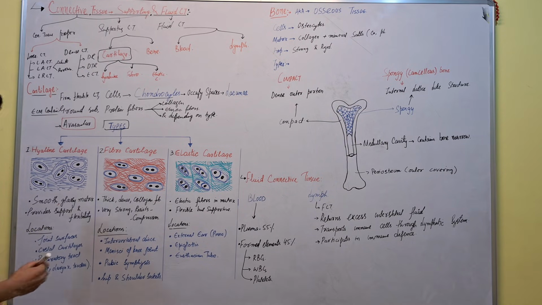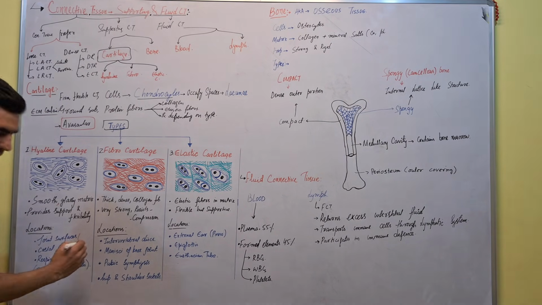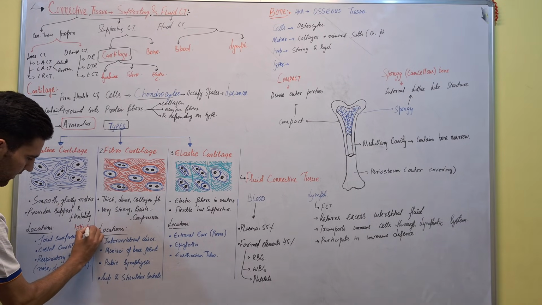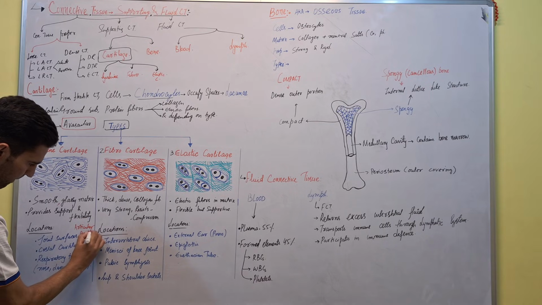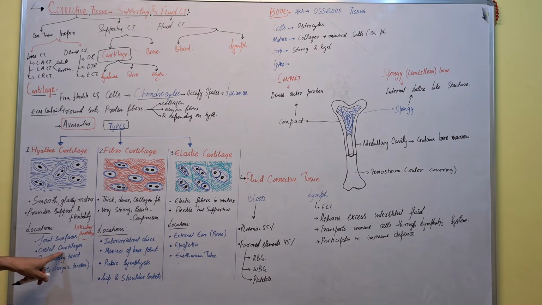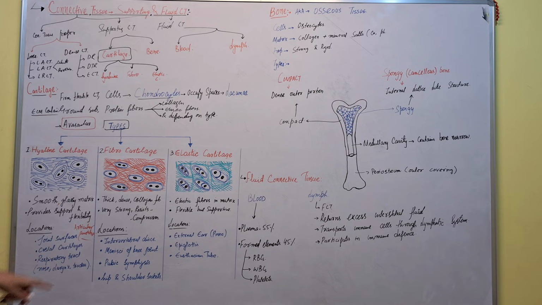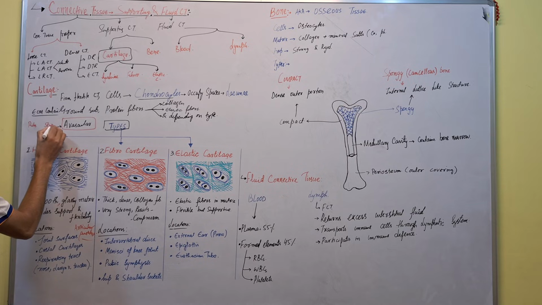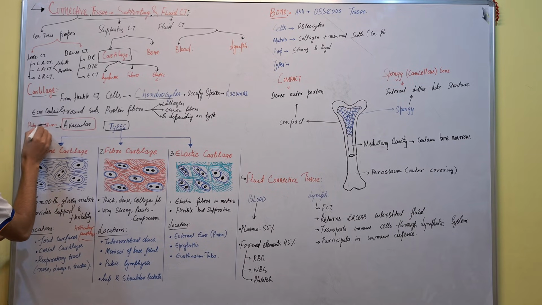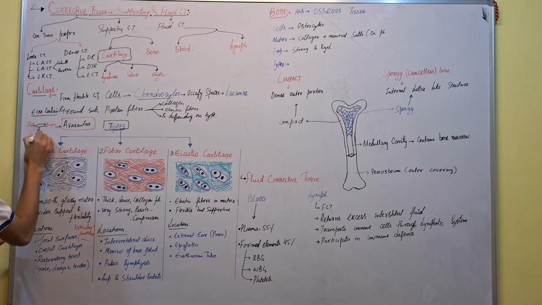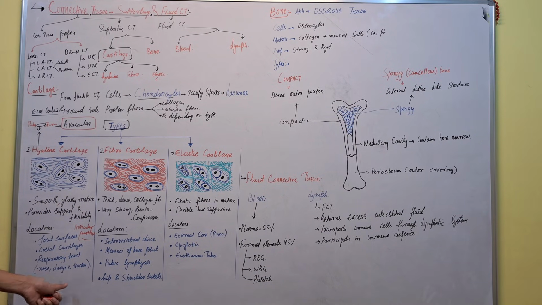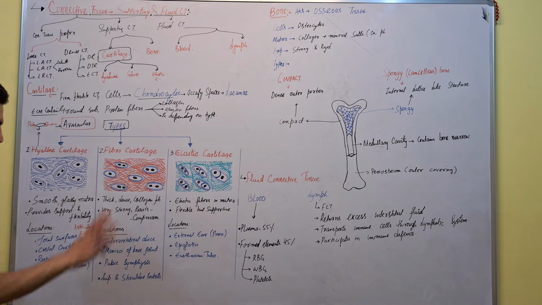Where is it located? At joint surfaces, particularly in the ends of long bones, where we call it articular cartilage. It is also present in the costal cartilage, connecting ribs with the sternum. Here it is, this hyaline cartilage. And also in the respiratory tract, such as the nose, sound box, that is the larynx, and trachea as well. In the sound box, we have elastic cartilage as well.